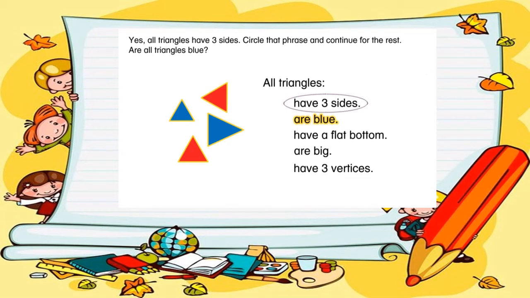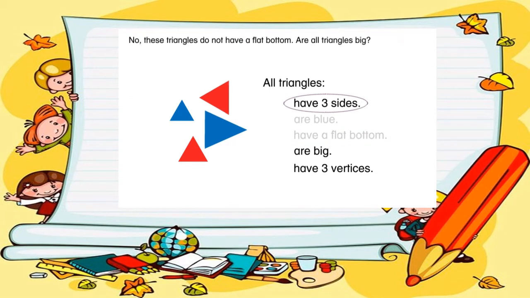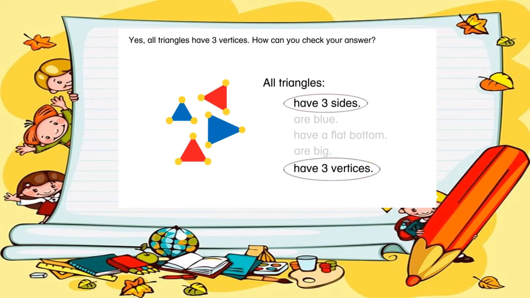Are all triangles blue? No, they are not. How do you know? Two of these shapes are triangles, and they are not blue. Do all triangles have a flat bottom? No, these triangles do not have a flat bottom. Are all triangles big? No, triangles can be any size. Do all triangles have three vertices? Yes, all triangles have three vertices.